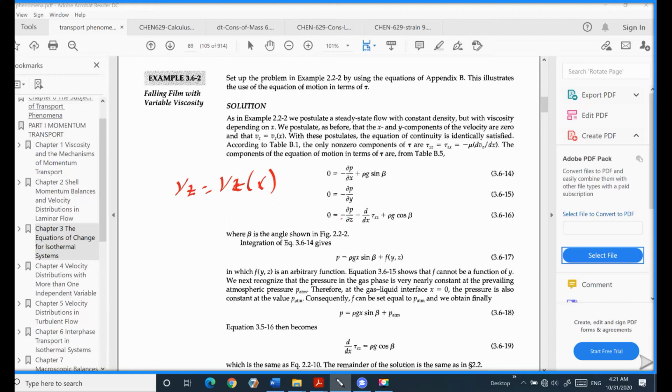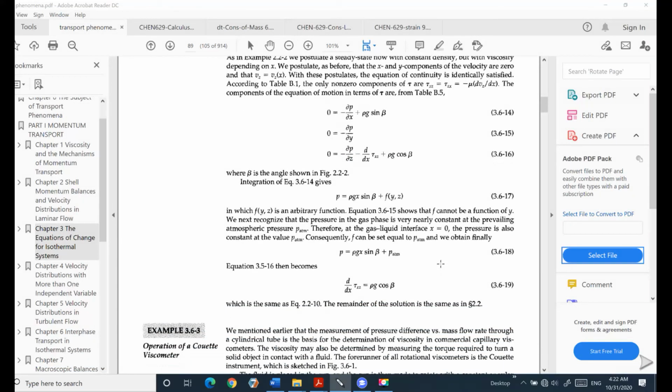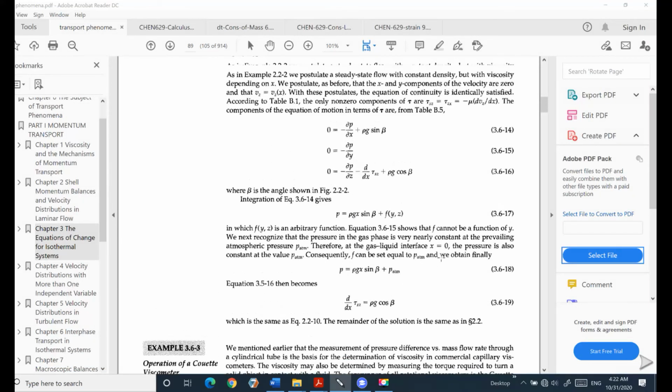We need to solve this equation, but let's assume the partial derivative of pressure with respect to z doesn't change and is equal to atmospheric pressure. Then we can make this equal to 0. Then, from here, we finally obtain that form. So we need to solve this equation now. Okay, let's go to the solution.